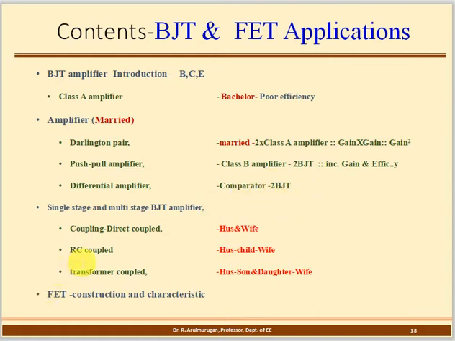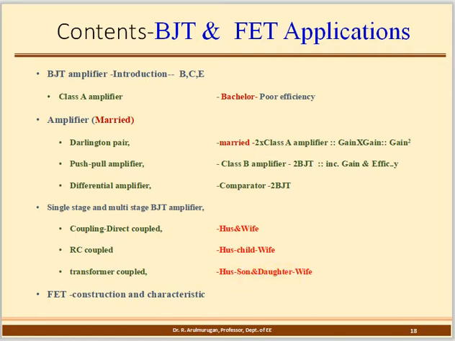The next one, single stage and multi-stage. If we go for single stage, the performance is less. To improve the performance, output, efficiency as well as gain, multi-stage is used. Direct coupled is like freshly married couples, husband and wife, connecting directly by their hands and going outside walking. After 1 year, a child comes in between, that is called RC coupled. After 1 more year, a son and daughter come, that is called transformer coupled.